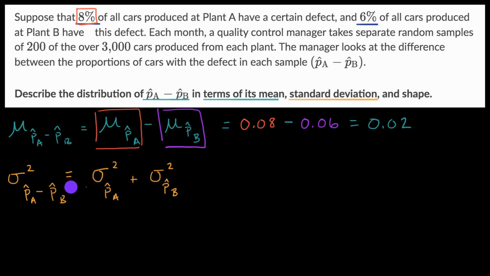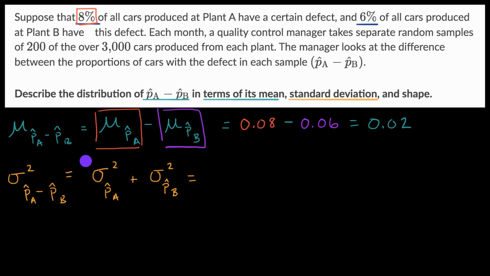Some of you might be saying, wait, aren't we taking the difference of sample proportions here? Why are we adding? And the reminder is, remember, variance is a measure of spread. And whether you're taking the difference of random variables or the sum of them, when you have more variables, you're going to have more spread. So regardless of whether this is a negative or a positive over here, this is going to be a positive. So what is this going to be equal to?